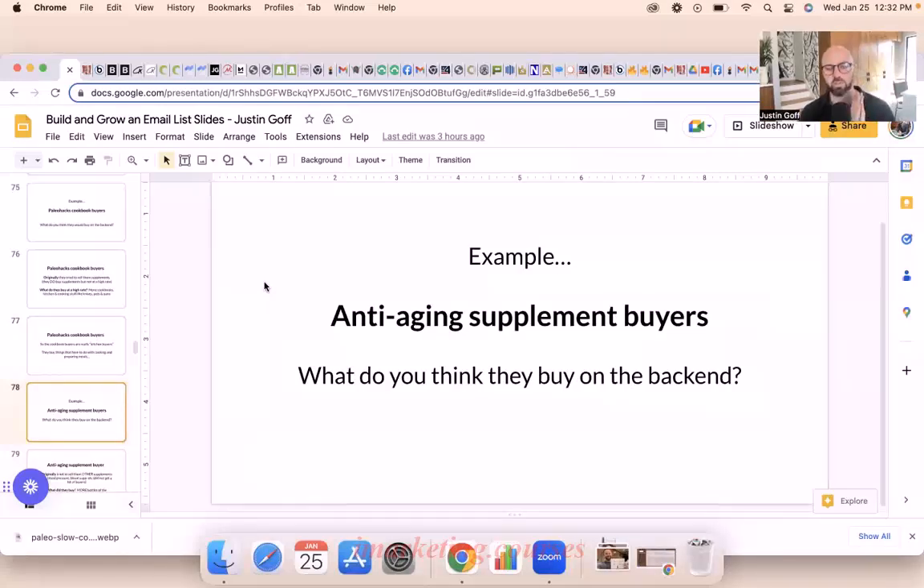So let's look at another example. Anti-aging supplement buyers. What do you think they buy on the back end? Feel free to pop it in the chat. Botox. More supplements, skin cream, hormones, anti-aging cream, serums. DNA testing kit, stem cell. Cool.